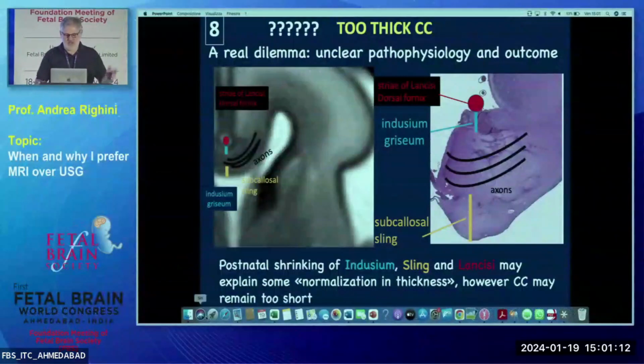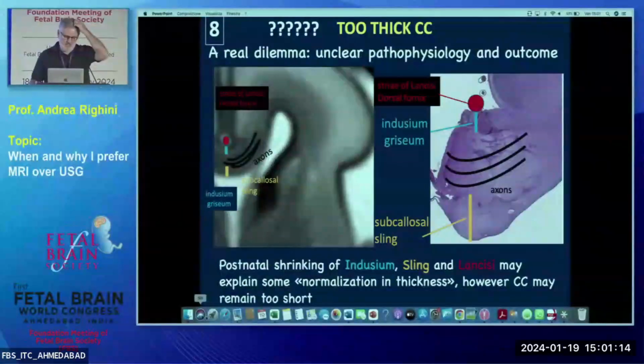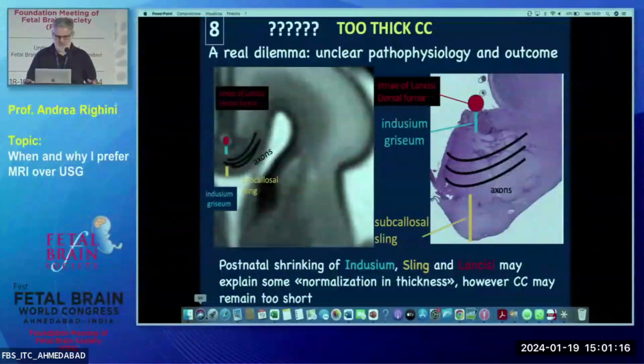What probably happened, and Dr. Malinger demonstrated and will talk about that, is that after birth some of these supporting structures, which are not neurons, decrease in size, and so the corpus callosum becomes normally thick sometimes. Other times not, but sometimes this may happen.